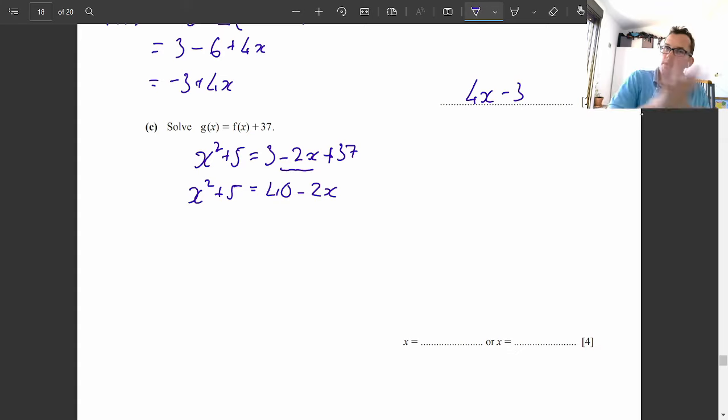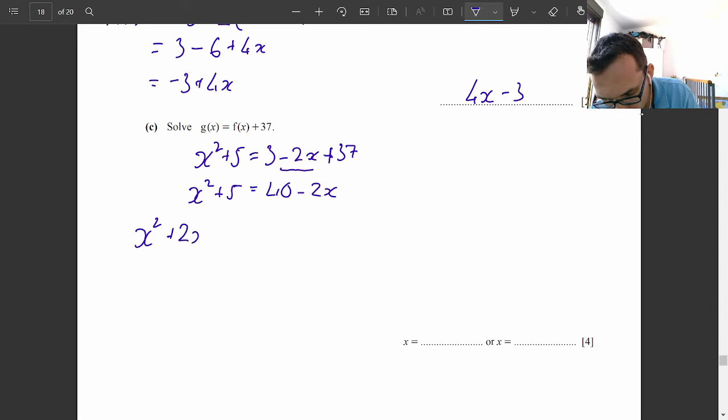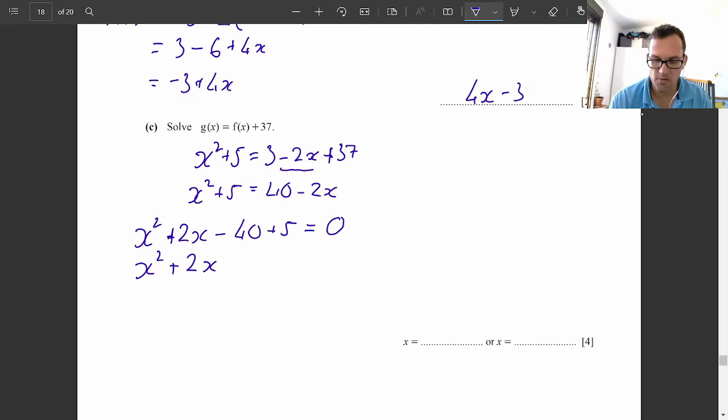Now we're going to throw everything to the left-hand side. So we got x squared. Okay, I'm throwing the minus 2x there, so that's plus 2x. Throw the 40 over, that becomes minus 40. Don't forget the 5 is still there, plus 5. Don't lose any terms. That's equal to 0. So simplifying that, x squared plus 2x minus 40 plus 5 is minus 35 equals 0.